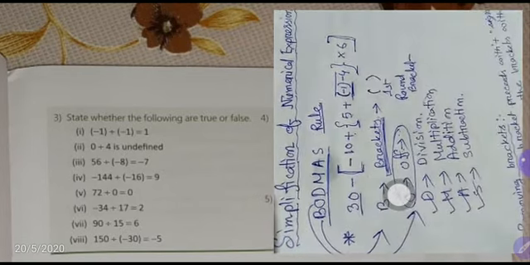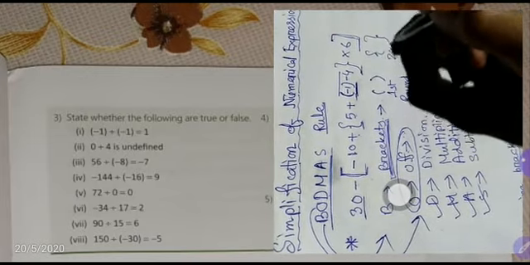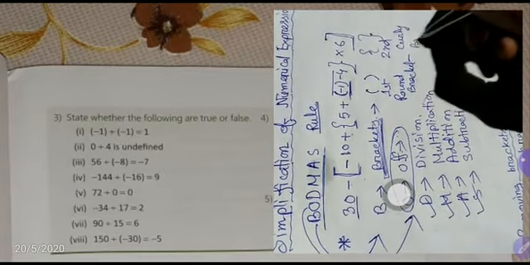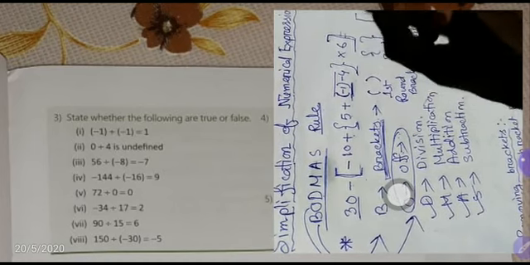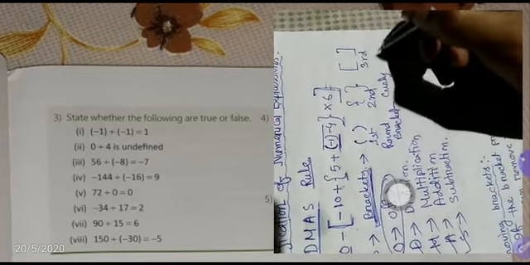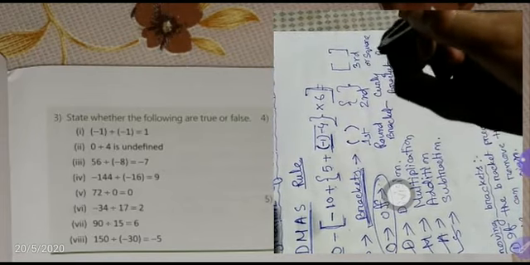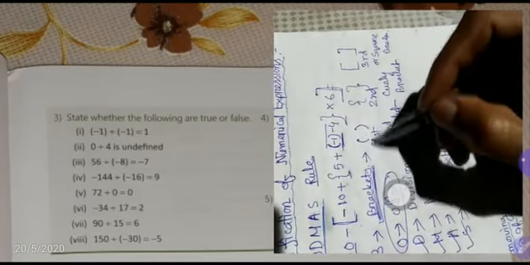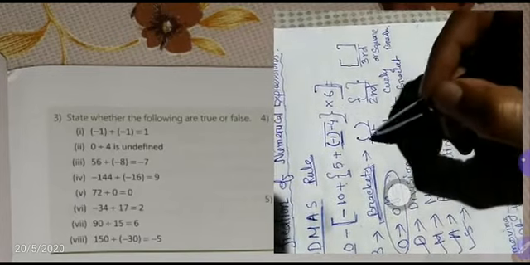And this one is the curly bracket, or second bracket. And this last one is the square bracket, or third bracket. So first we have to do the operation of the first bracket, after that the second, after that the third. Serially we have to do it like this.